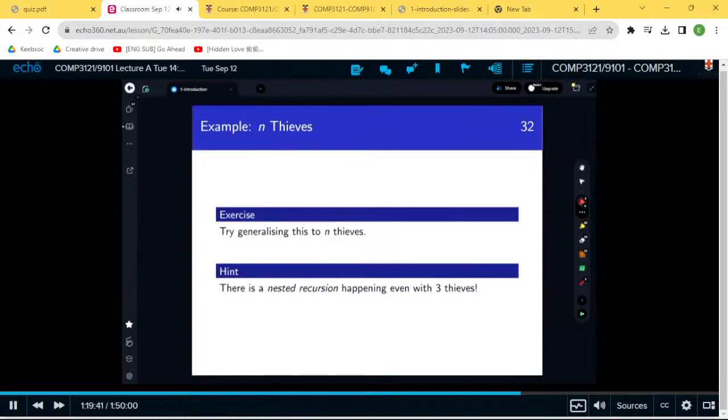Okay, so we had this algorithm where we divided into several cases, and in each case we could basically reduce it to the two thieves problem. Now, when you try to generalize this to n thieves, you will again see that you need to reduce it to the n minus 1 thieves problem. So there is a nested recursion happening, even with 3 thieves, and this should give you an idea how to generalize it to an arbitrary number of thieves.